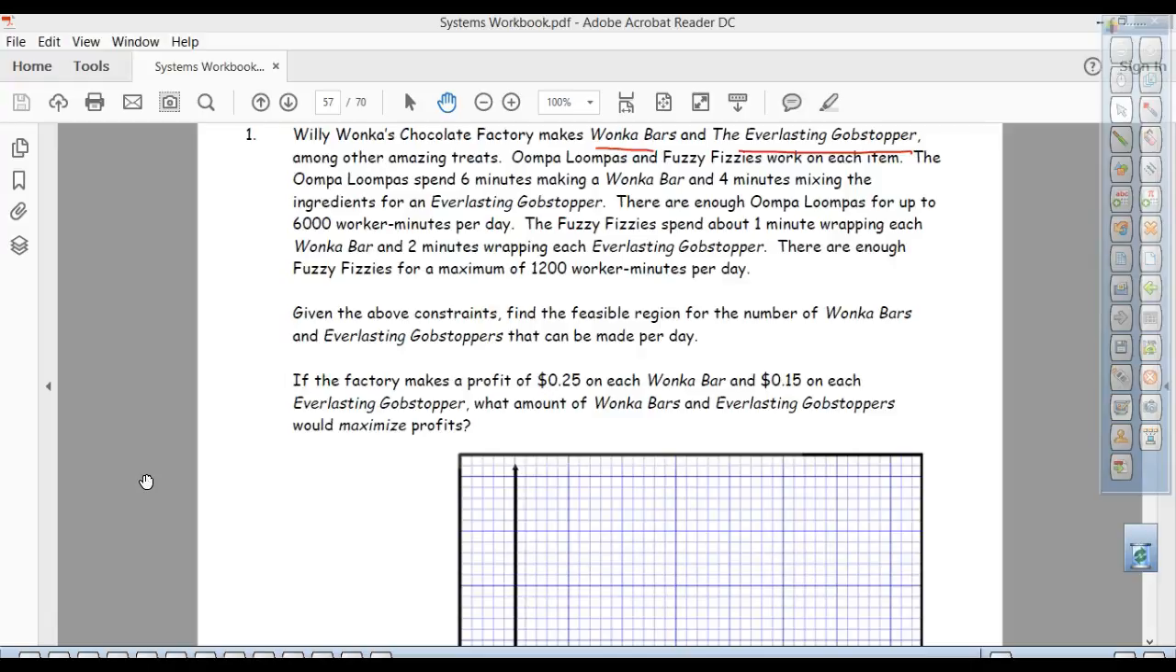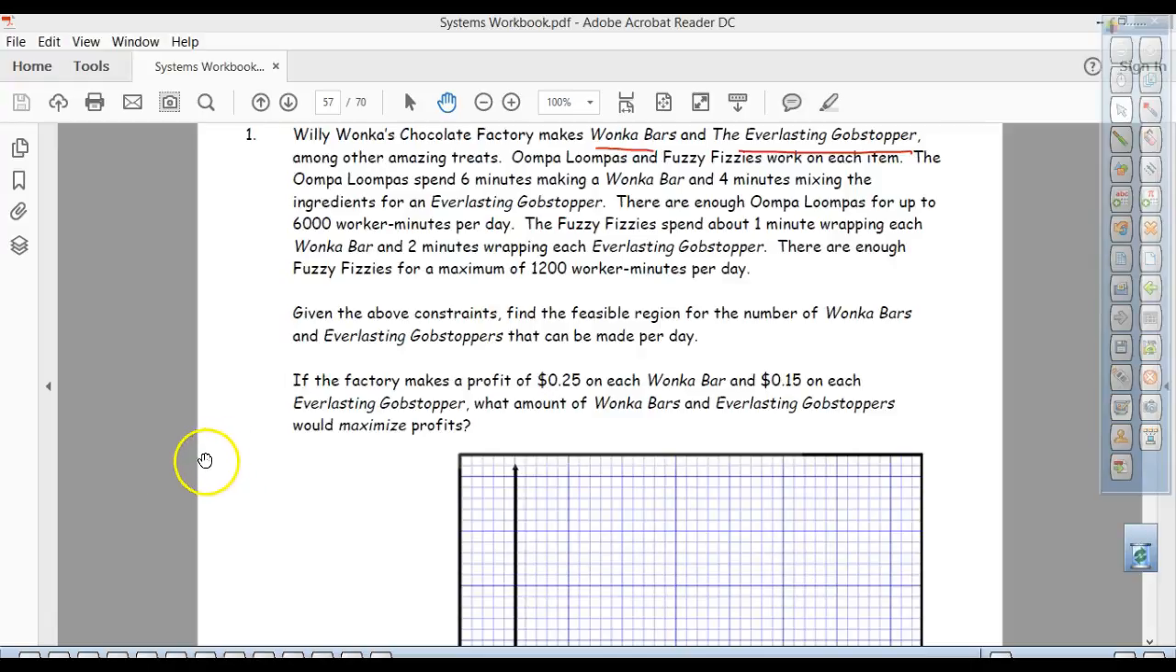All right, so we've got Wonka bars and everlasting gobstoppers. Sorry. We have the Oompa Loompas and the Fuzzy Fizzies. The Fuzzy Fizzies are another group. The Oompa Loompas do a lot of work, but the Fuzzy Fizzies have to do some work too. I know it's not from the story. This is in my Never Neverland, so I'm writing my own playback. Come on.